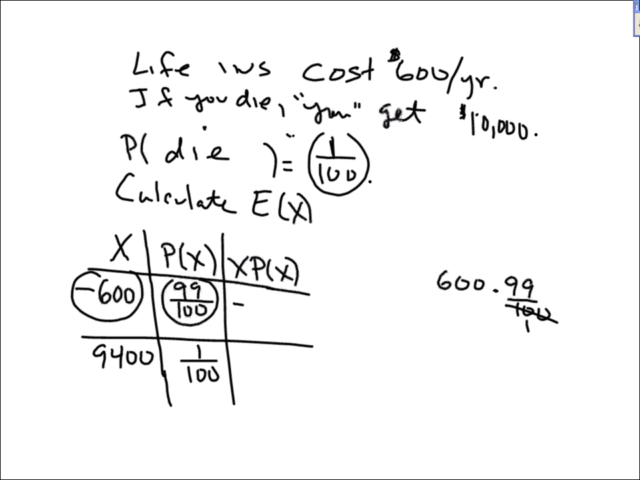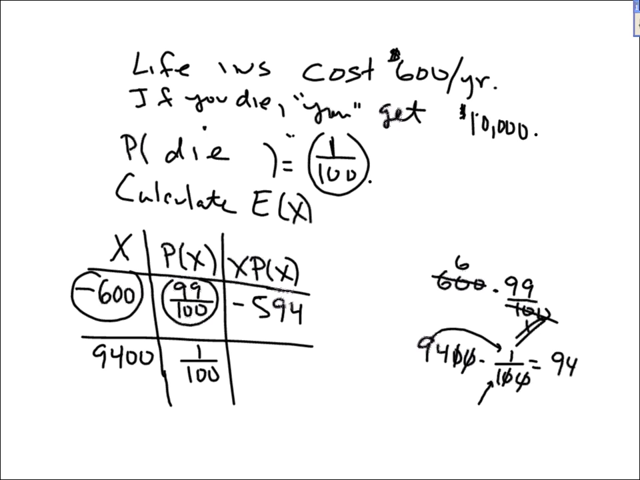100 goes into that bottom number one time, it goes into this number six times. And division by one, don't even bother doing. 6 times 99 is 594. Okay. 9400 times 1 over 100, well, two zeros on the bottom, two on the top. 94 times 1 is 94. Divided by 1 is still 94. Hey, you add these up, you get negative $500. Every year that you have this policy, you are losing $500.